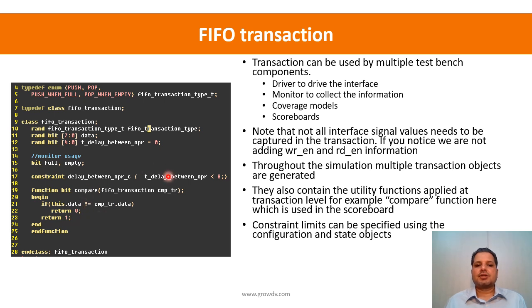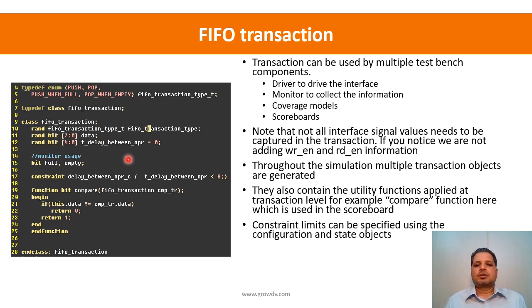So in the constraints, we can use the state and the config objects and say whatever config dot some property, or for example, the delay, right? We could put the max and min delays inside a configuration object, and then we can say the delay between operations is greater than the FIFO config dot min delay and less than FIFO config dot max delay, right? So we can utilize that in the transaction object.